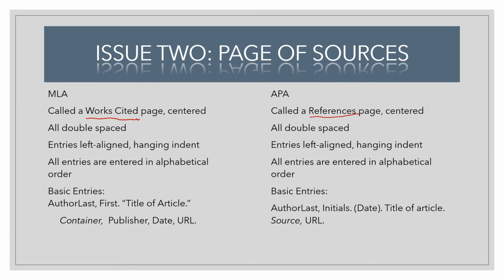Both MLA and APA have the entire Works Cited page or References page double spaced. So double space between entries and within entries. In both of them, all entries are left aligned with a hanging indent. Both of them, all entries are alphabetical and should start with the first letter of each entry in alphabetical order till the end. If something starts with a number, that actually goes before A.